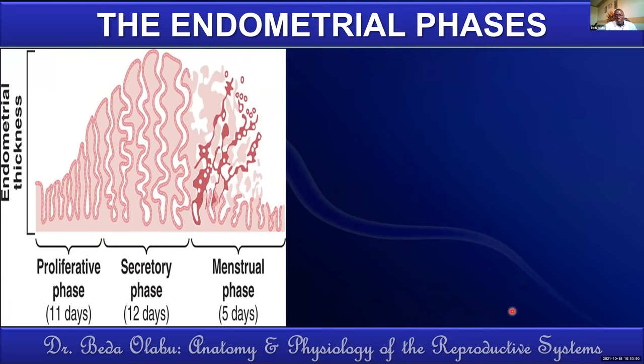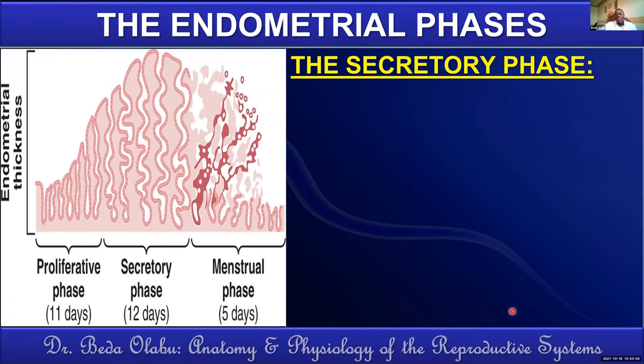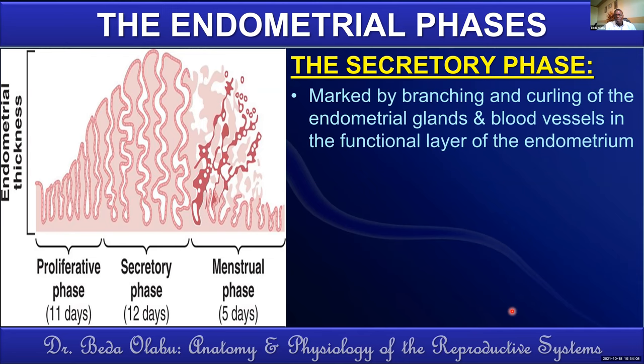After the proliferative phase, remember now, in the ovary, ovulation has taken place. When ovulation takes place in the ovary, we have luteinization of the follicle. When you have luteinization of the follicle, the ovary will start producing more progesterone as opposed to estrogen. High levels of secretion of progesterone are responsible for the secretory phase of the endometrium. The secretory phase of the endometrium is marked by branching and curling of endometrial glands and blood vessels.